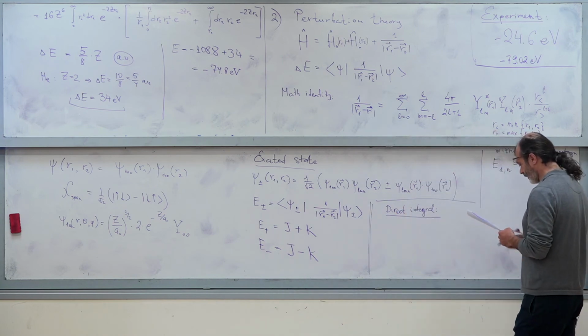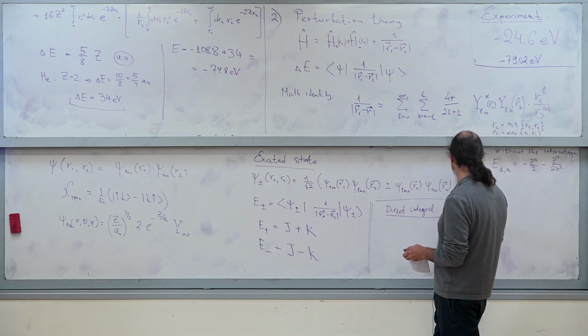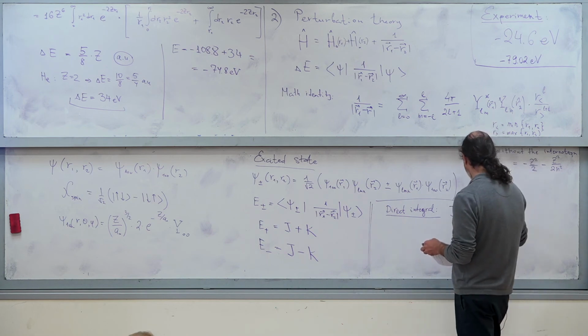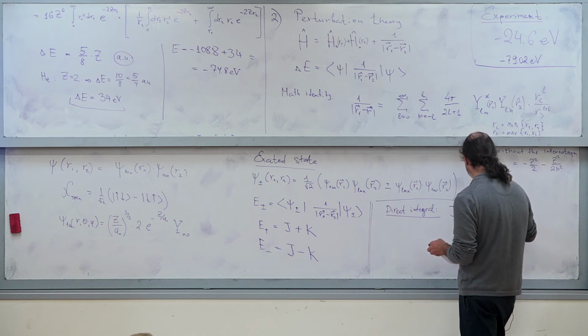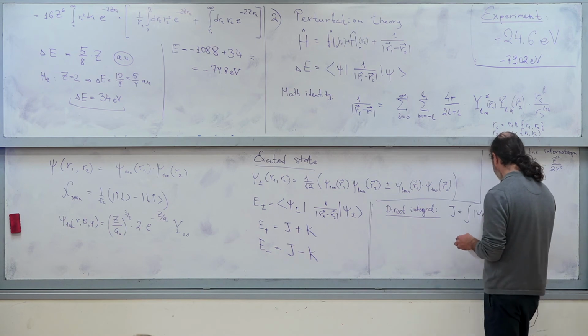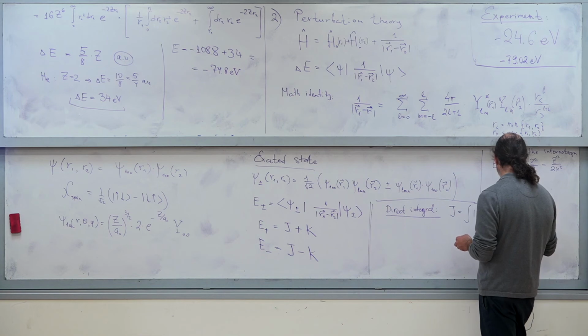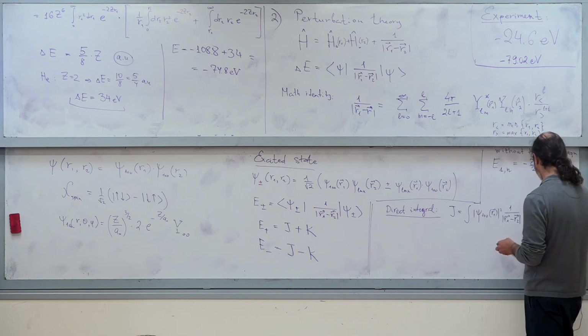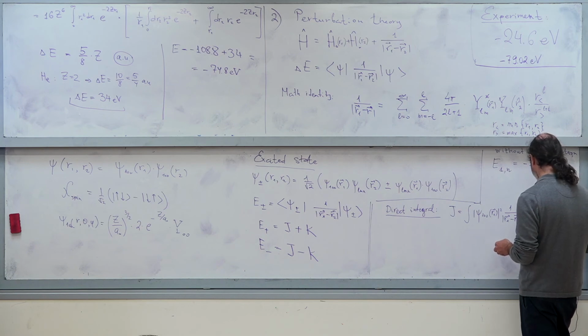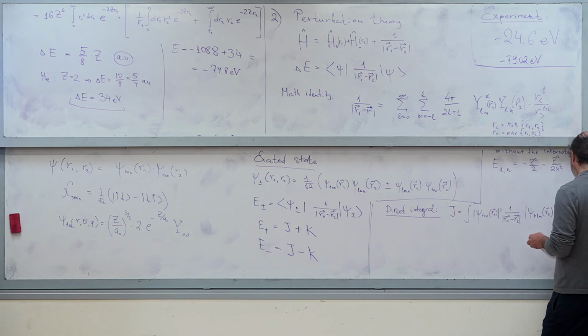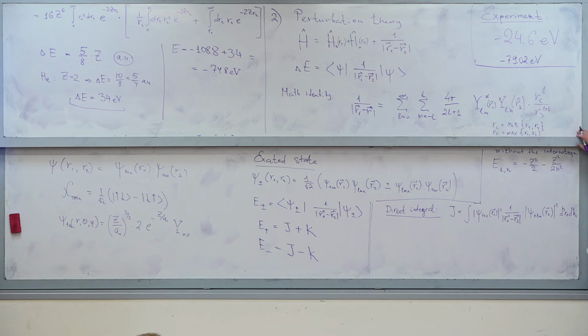So this direct integral gives us J, so we can write J is equal to the integral over the phase function ψ100(R1) squared, 1 divided by |R1 − R2|, multiplied by ψnlm of the second electron squared, taken over d3r1, d3r2. That's the direct integral.